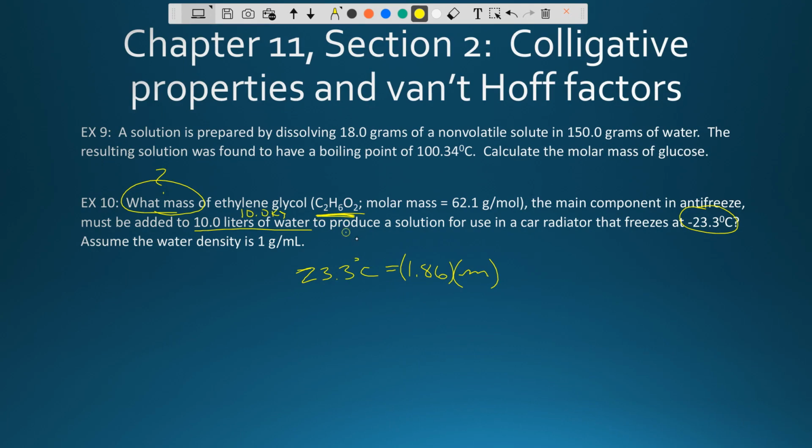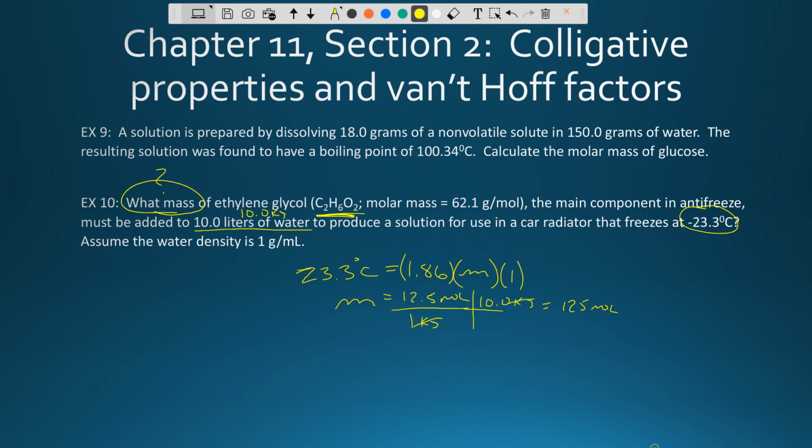And notice that this ethylene glycol is molecular, so it acts as one particle. It's non-volatile. All right, so that's my number of ions. So my molality is going to be 12.5 moles, and that's going to be in 1 kilogram of water. That's molality. But I don't have 1 kilogram. I have 10 kilograms. And so what do I end up with? I end up with 125 moles of ethylene glycol.